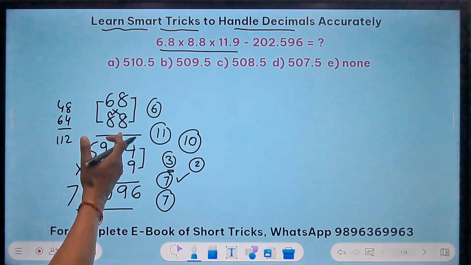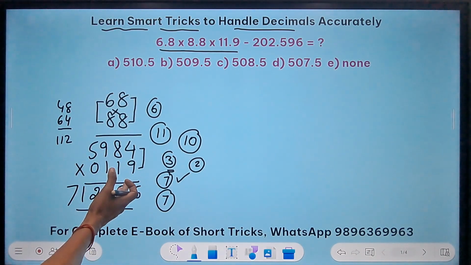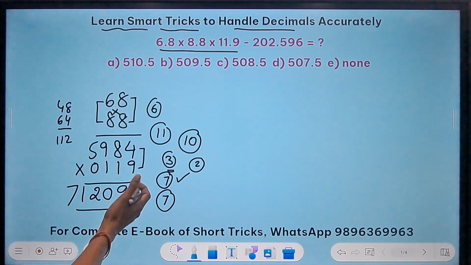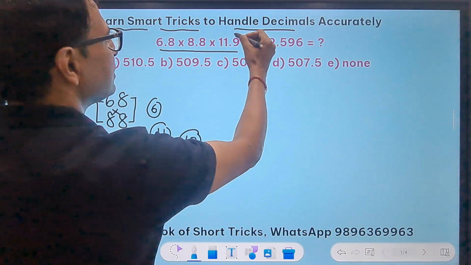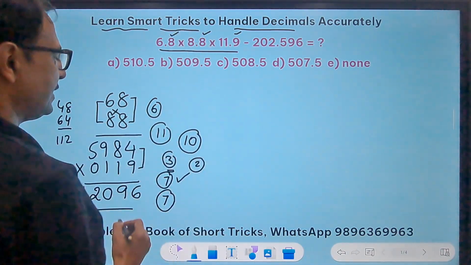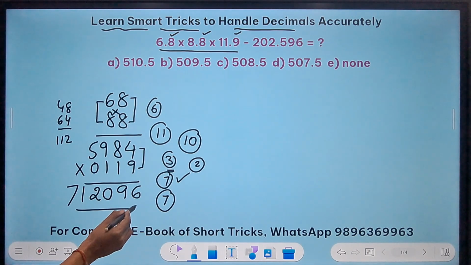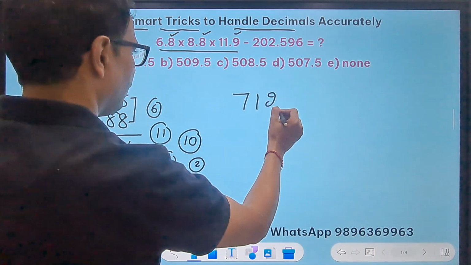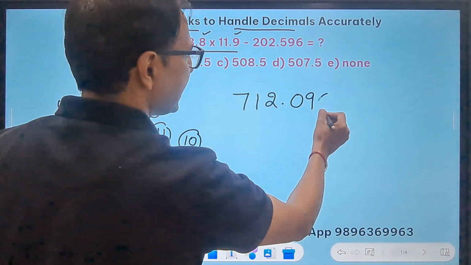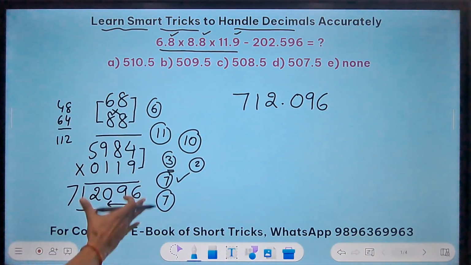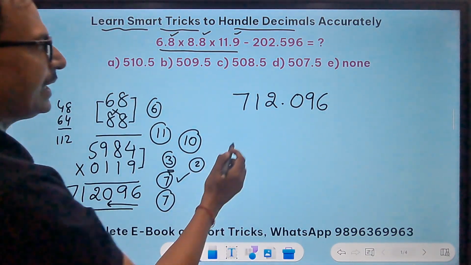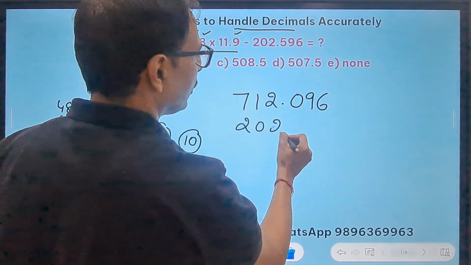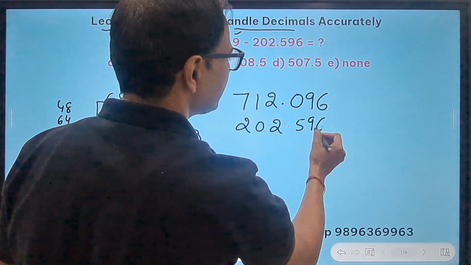Now you have to do this very quickly. This is Vedic maths, vertically and crosswise method which I am using for cracking the question. Now this part has 1 2 3 decimal places, so if you put a decimal 3 digits from the right hand side, you get 712.096 as the product. So you have to be really quick doing this now. And then subtract 202.596 from this. Now this is pretty easy.